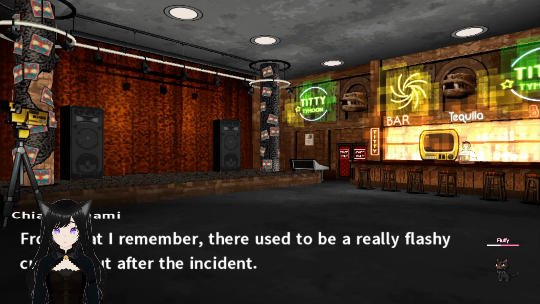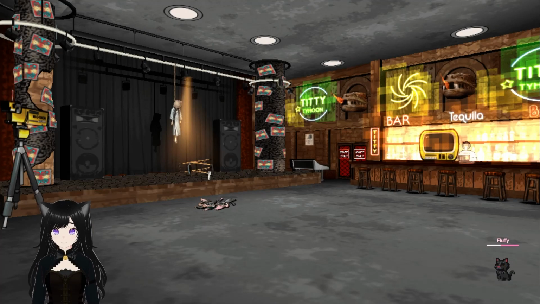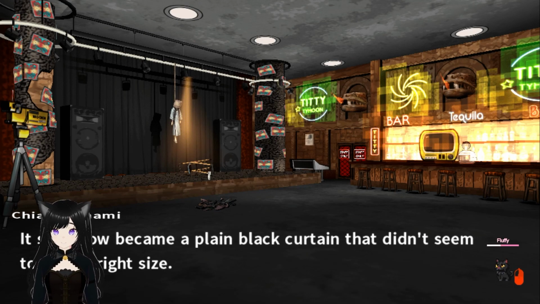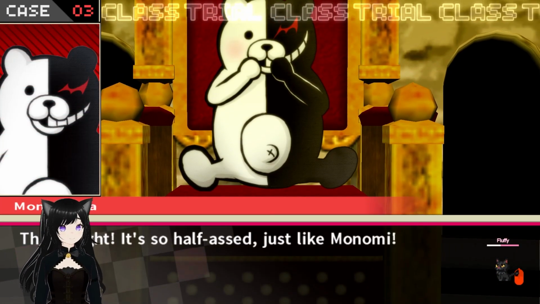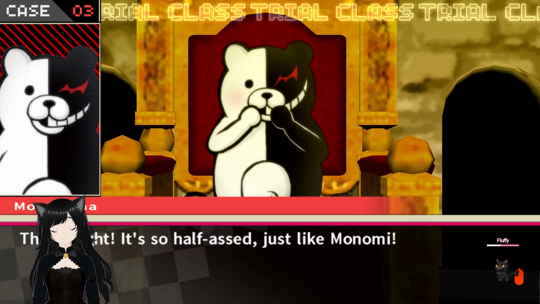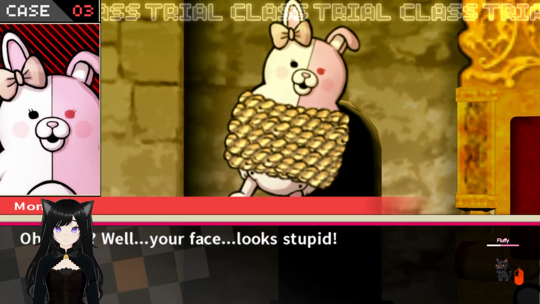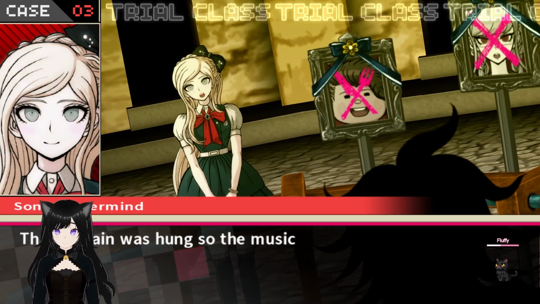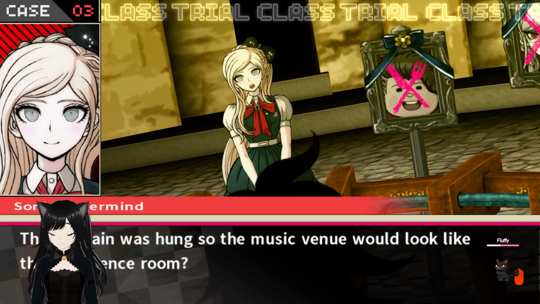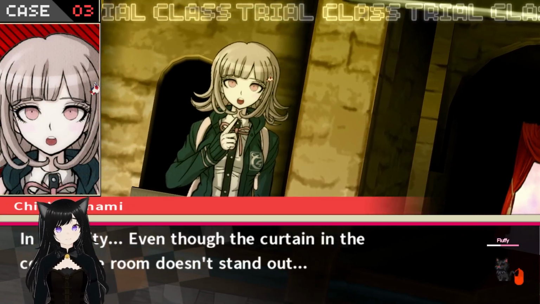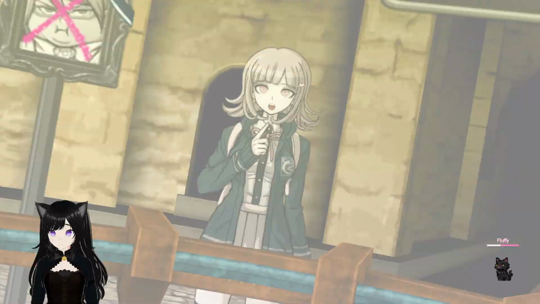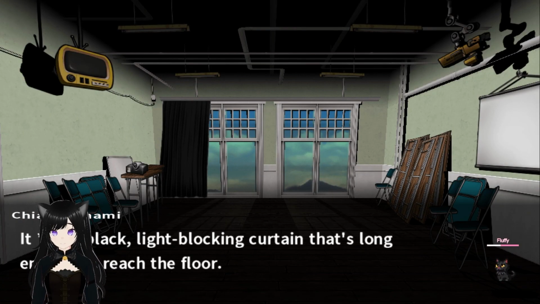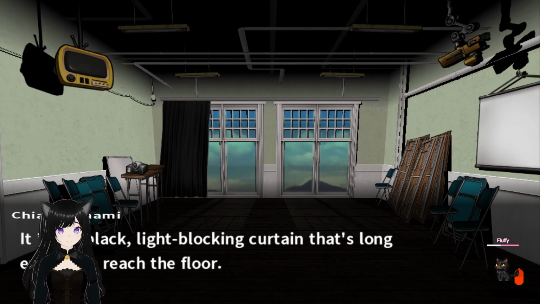Yeah, it From wasn't what I black remember, when There Ibuki used was to be a really performing. flashy curtain, but after the incident, Yeah, somehow yeah. became Okay. a plain black curtain that didn't seem to be the right size. Yes, that's right. Okay, now we get it. That's right! It's so half-assed, just like Monami. Psh. Oh yeah? Well, your face looks stupid. Monami, is that like the you duty head? That curtain was hung so the music venue would look like the conference room? Apparently. In actuality, even though the curtain in the conference room doesn't stand out, it is a black light blocking curtain that's long enough to reach the floor.